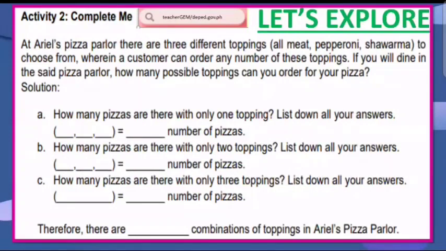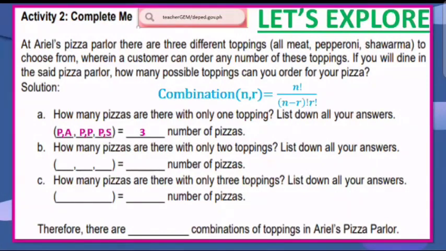If you dine in at the pizza parlor, how many possible toppings can you order for your pizza? The combination of n taken by r at a time is equal to n factorial divided by the quantity of n minus r factorial, multiplied by r factorial itself. So, how many pizzas are there with only one topping? List down all your answers.